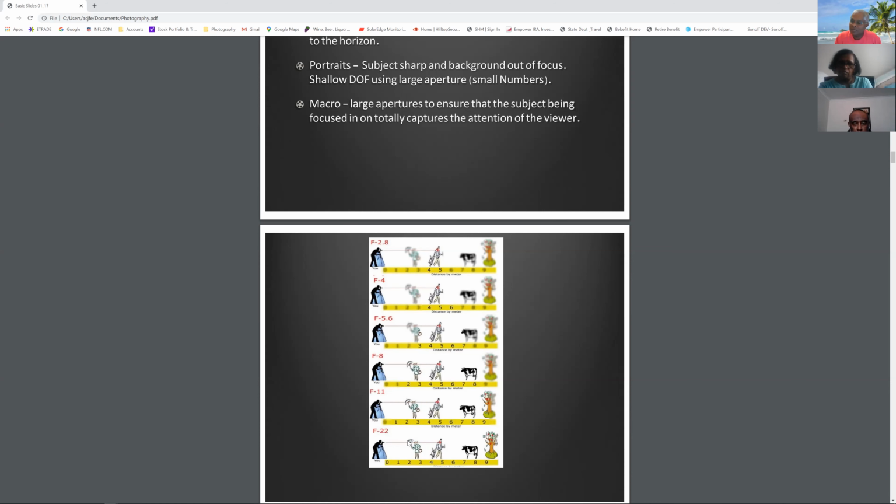So as a photographer, these are the key things that you need to think about. These three things: the ISO, the shutter speed, and the aperture. Do you understand? This is a really important thing, Kapila.